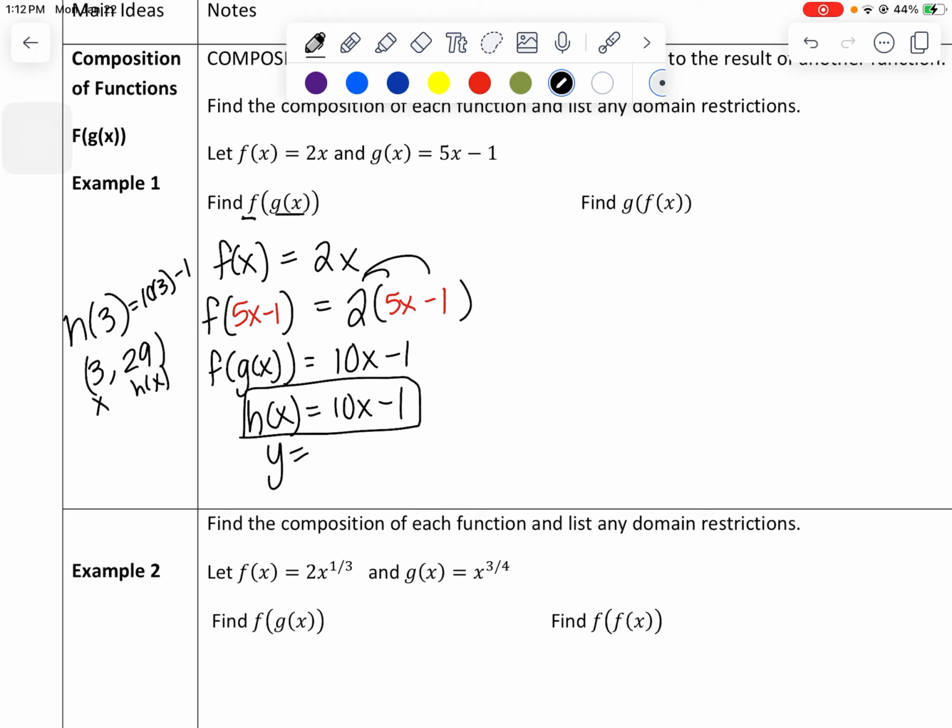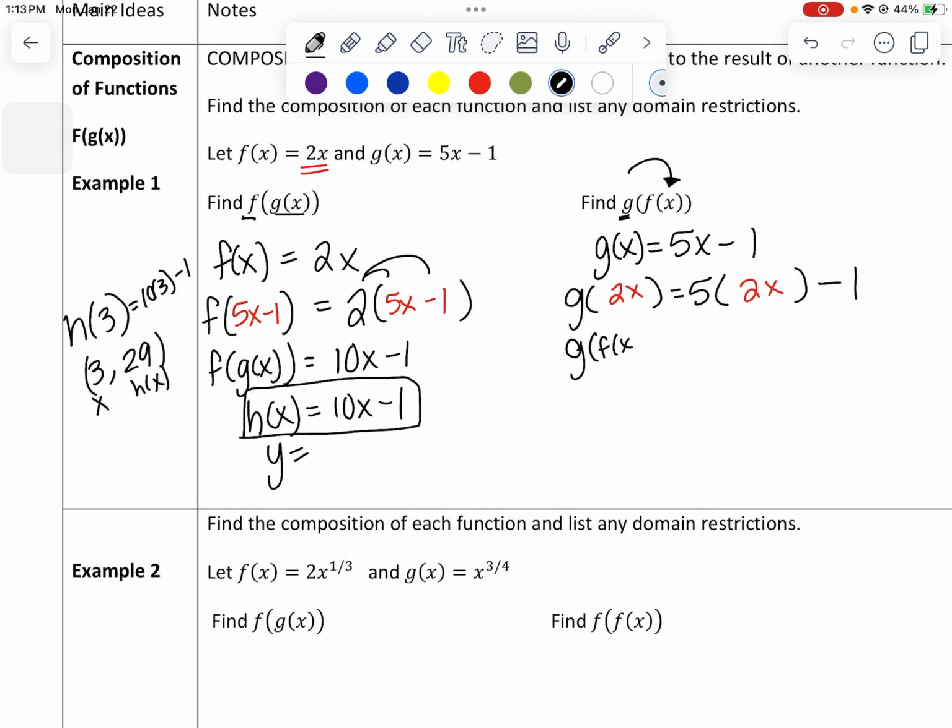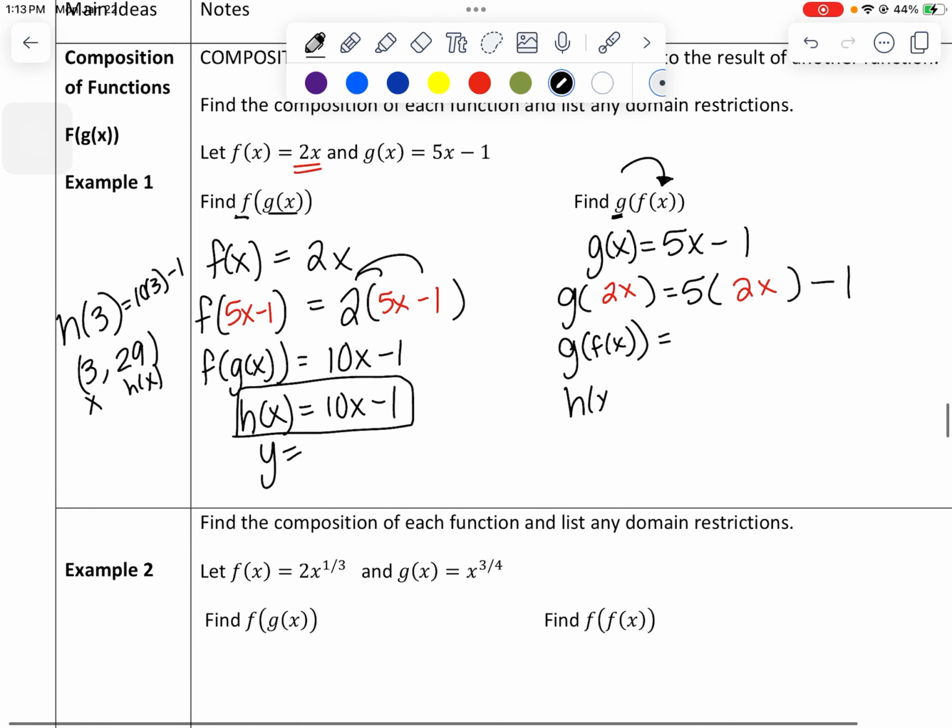Okay, let's try it the other way around. So this time we're composing g as our starting function, and we're plugging f of x into g. So we start with g, so I always like to write down my original function, 5x minus 1, and then I'm replacing the x with my function of f of x, which was 2x. So then this is going to give me g of f of x, and maybe I want to call that h of x again, or e of x, or something different.